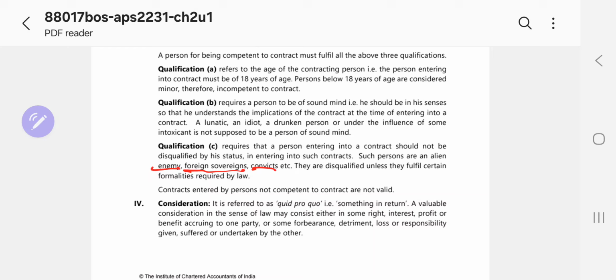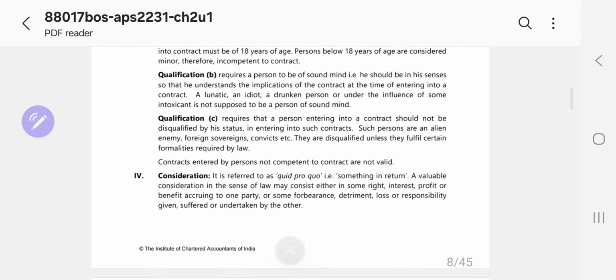Certain persons are disqualified by the court of law from entering into a contract. If they are entering into a contract, they should fulfill certain formalities if required by law, and only then can they enter into a contract; otherwise they are not competent to enter into a contract. So contracts entered into by persons not competent to contract are not valid; those are void contracts.